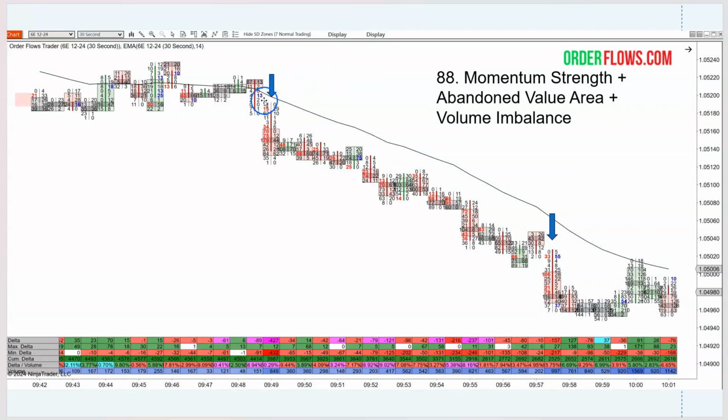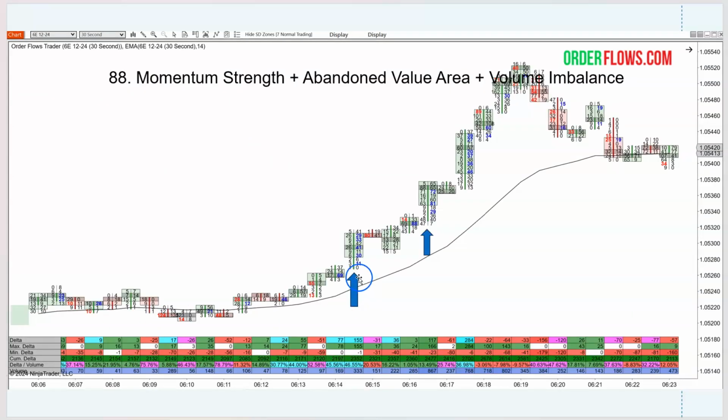Okay, so you got momentum. Obviously, we're going down. Abandoned value area here. Volume imbalance in the next bar. Volume imbalance in the next bar. Okay. Momentum's to the upside. So you have abandoned value areas coming in on this bar right here. The bar right before you have the volume imbalances coming in.